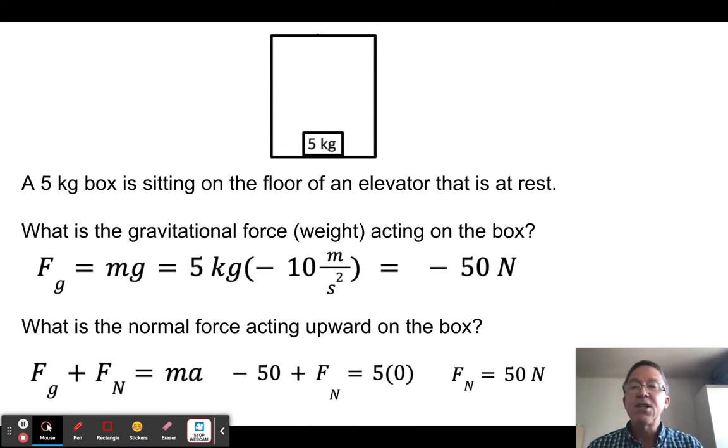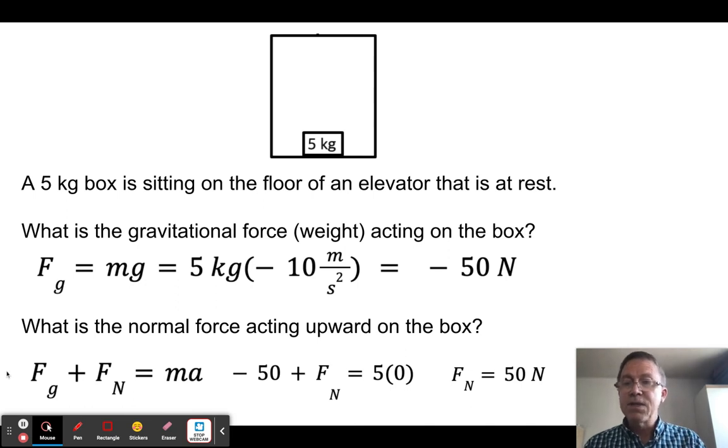First of all, what is the gravitational force acting on the box? Well, the force of gravity, F sub g, is going to be equal to mg. Since m is 5 and g is negative 10, the gravitational force acting downwards is going to be negative 50 newtons. But look, the object's not sinking through the floor of the elevator. It's sitting there, right? And since the object is not accelerating, the net force on it must be 0.